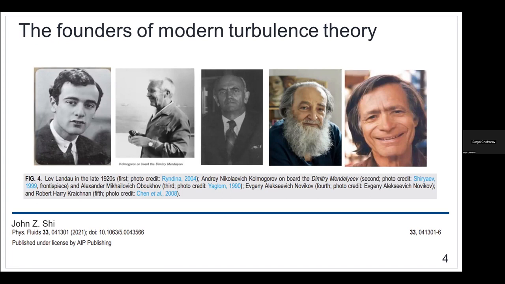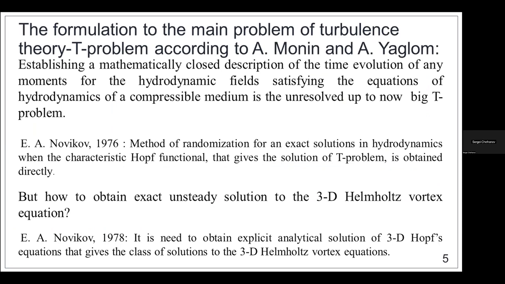This is a recent publication of Professor John Shi in Physics of Fluids. At the end of the 1970s, I was a postgraduate PhD student of Evgeny Novikov in the Institute of Atmospheric Physics, when the director was Academician Alexander Obukhov, and the head of my atmospheric turbulence department was Akiva Yaglom. According to Monin and Yaglom's determination of the main turbulence problem, we consider the solution of the hydrodynamic equation and use the method of randomization of the exact solution provided by Evgeny Novikov.